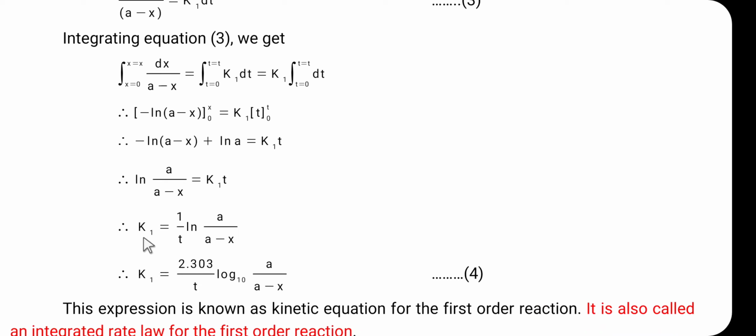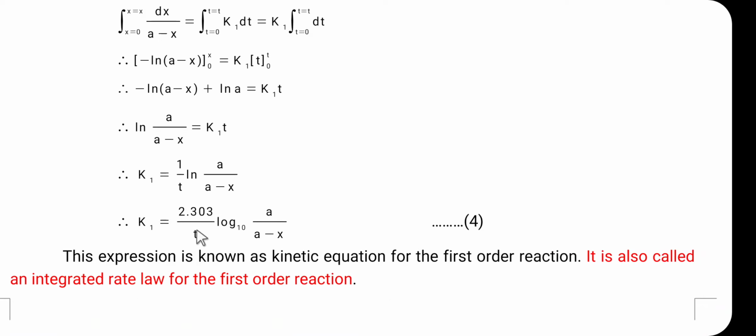Again the rearrangement: k1 is equal to 1 upon t ln a upon a minus x. Here ln means log to the base e. To convert base e into base 10 using the rule of change of base of logarithm, we have to multiply by 2.303, and this expression can be written as k1 is equal to 2.303 divided by t log of a upon a minus x to the base 10.